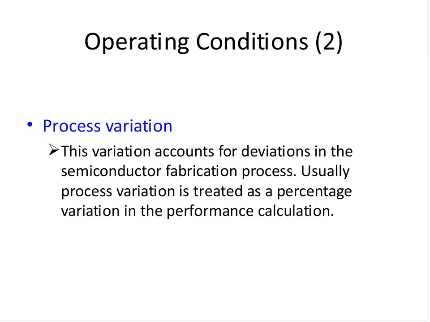So one way of modeling it, you could say that let us say the typical delay of the inverter is x. So the worst case delay will be 20% more. So the worst case delay would be 1.2x. Although this is a very simplistic model, and the present day models are much more complex.